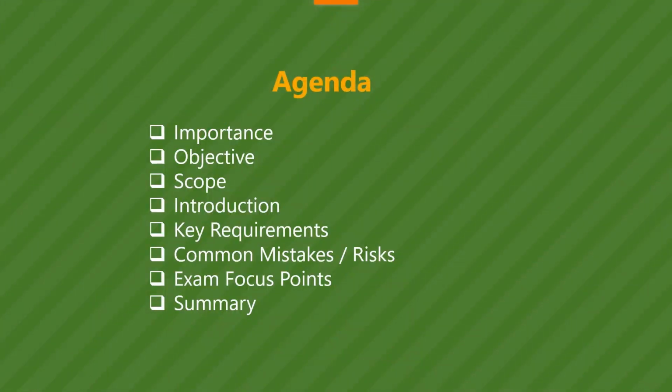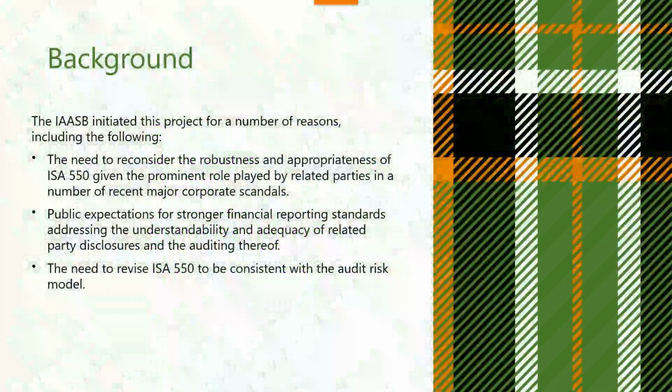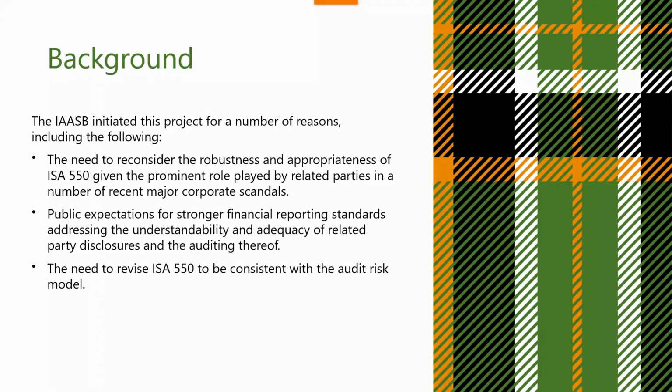In this slide, I'll show the plan for today's presentation. First, we are going to discuss the importance of related parties. Then we will take a look at the background, objectives, scope, and introduction of ISA 550. After that, we will cover audit responsibility and key requirements. We will also discuss the common mistakes and the exam-focused point of view. Finally, we will summarize the main ideas. Now we will move forward to understanding the background of ISA 550.